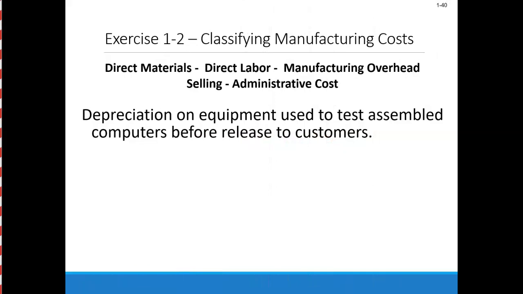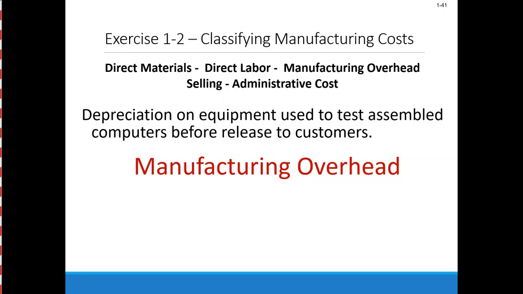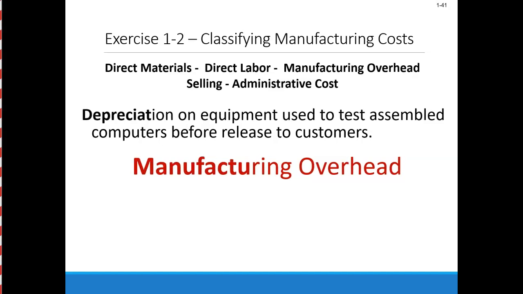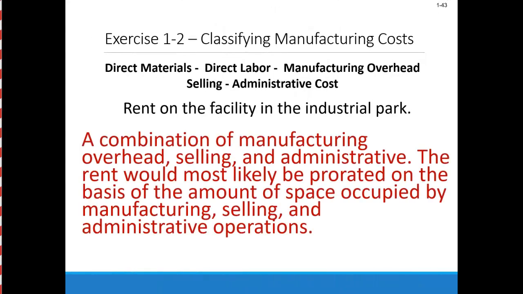Depreciation on equipment used to test assembled computers before release to customers. Manufacturing overhead. It's not really linked to a specific product. Rent on the facility. Yeah, manufacturing overhead. Combination of manufacturing overhead, selling, and admin. Okay. The rent would most likely be prorated on the basis of the amount of space occupied by the manufacturing department versus the admin and selling departments.